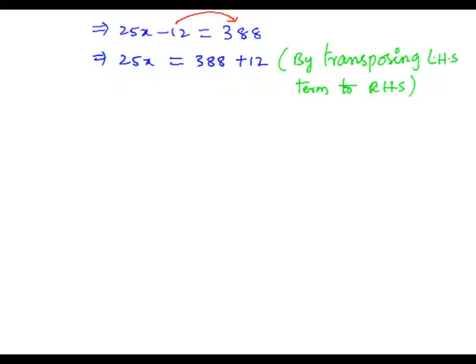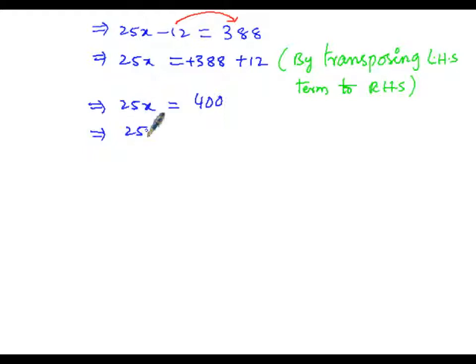Then the next logical step will be: so that implies 25x. So 12 is positive, 388 is also positive. So by further simplification, plus of plus is plus, we have to add 388 plus 12, which is 400. So here, as per the rule, we have to make the x coefficient 1. So to make the x coefficient 1, we have to divide both sides by the coefficient of x, which is nothing but 25.